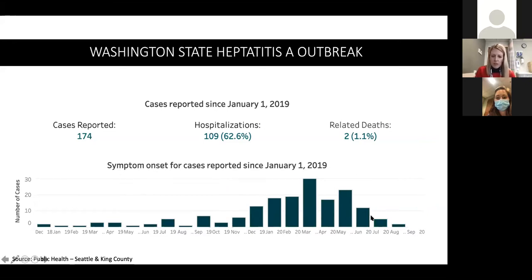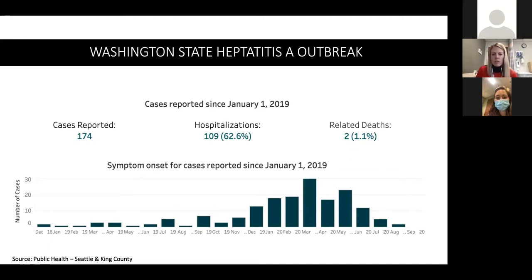As you can see on this graph, these are cases reported to Public Health Seattle, King County. There's been a steep rise in cases in the winter and spring of 2020, with quite a few cases coming in right as COVID was hitting as well. And it seems like based on this graph that cases may have tailed off a little bit in King County, but I would say that there's probably some delayed reporting just due to everything that's going on at the public health level with COVID. And so I think it's a little bit too soon to say if we've really gotten a hold of this.